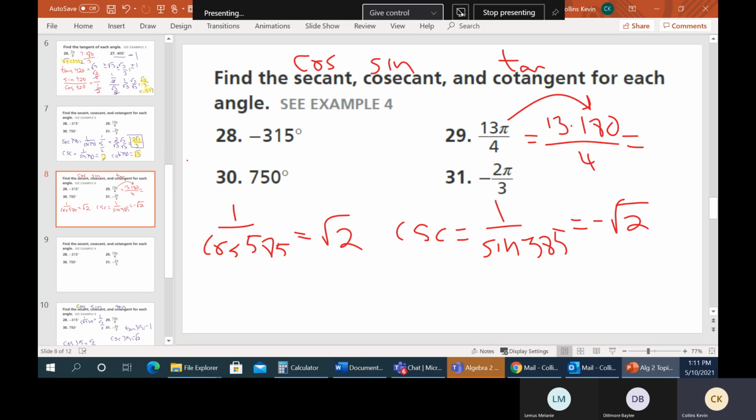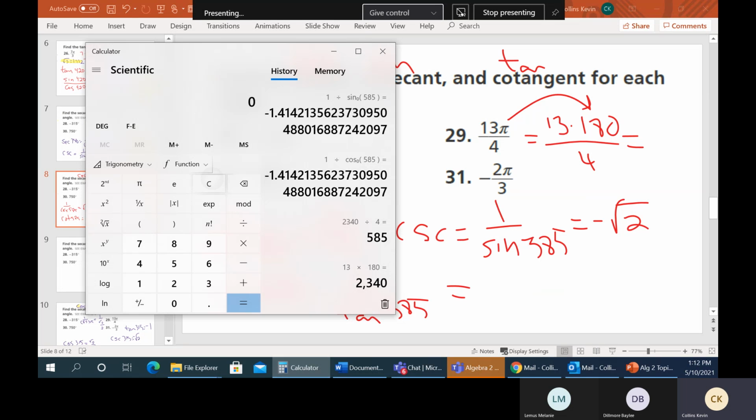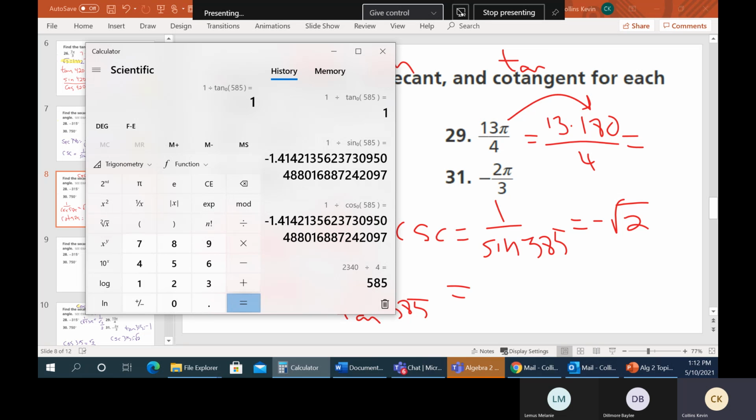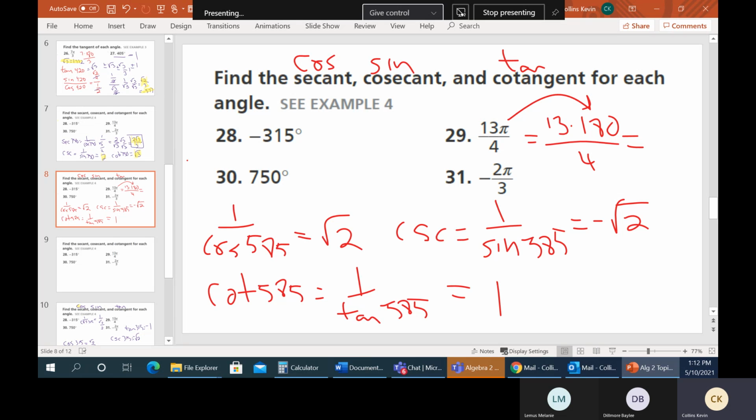Okay, and then finally we've got the cotangent, 585, and that's just going to be 1 over the tangent of 585. So let's hit the calculator again. So clear it out. We do 1 divided by 585 and take the tangent. That's just 1. It equals, and it's still 1. So there we go. Well, those answers weren't bad.